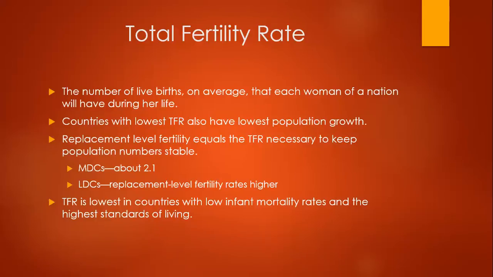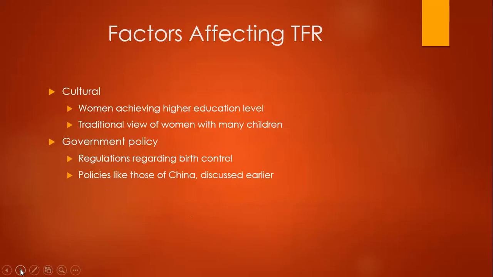Total fertility rate is affected by a lot of cultural and economic conditions. Cultures where women achieve a higher level of education tend to see much lower total fertility rates because women pursue career opportunities after they finish their education. Government policies, like we saw with China, affect total fertility rates, especially if there are regulations regarding birth control availability. So they can regulate that availability, so birth control is virtually non-existent. So the total fertility rate would obviously go up there.